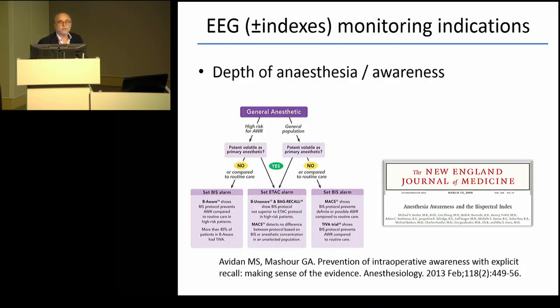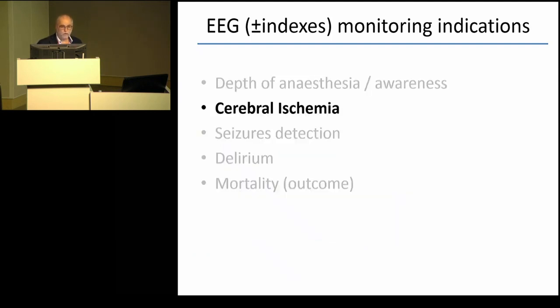But for us, what is important? How can we learn to use the EEG? Well, mainly for the depth of anesthesia evaluation. There's going to be a full lecture on that, so I'm not going to go deep into this. But also for other indications. For example, to analyze the presence of cerebral ischemia.